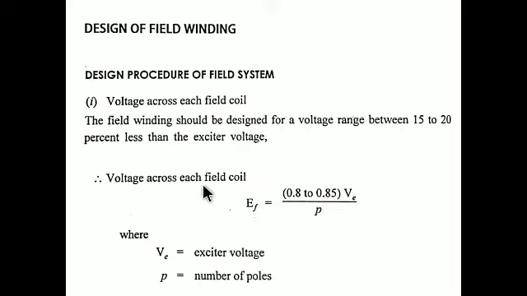The voltage across each field coil is EF. When we give a relaxation of 20%, I can take 80% of VE divided by P. Or when I give a relaxation of 15%, I'm going to take 0.85 of VE divided by P. By using this formula, we can easily predict the voltage across each field coil. Here VE is the excitation voltage and P is the number of poles. That's all for finding the voltage of each coil. It is the first step.